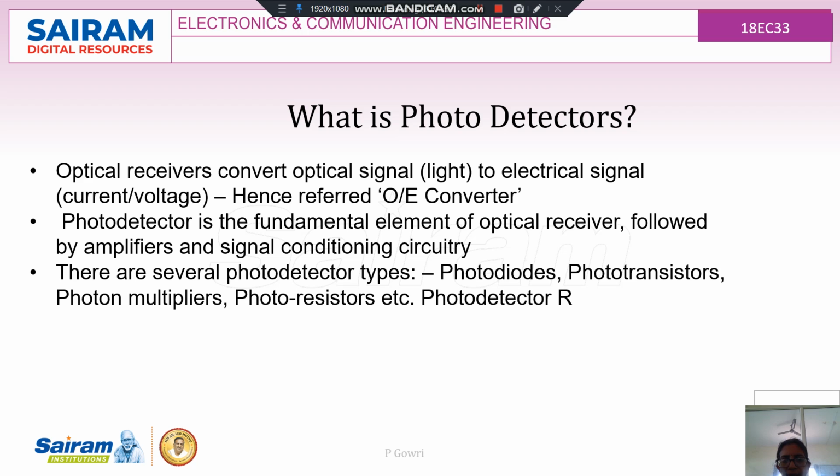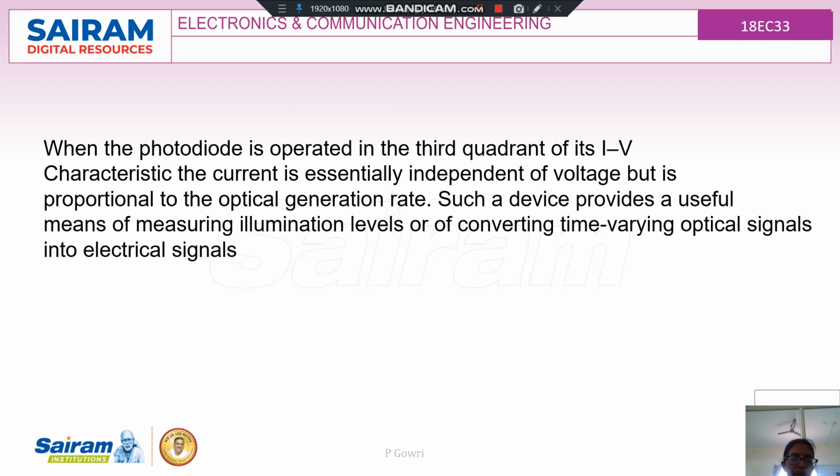There are several detectors like photodiodes, phototransistors and photomultipliers. So in this video, we will be discussing what is meant by photodiodes. That is a diode when it is used to detect light energy. When the photodiode is operated in the third quadrant, that is in the reverse biased condition, the current is generally independent of the voltage, but it is proportional to the optical generation rate. That is, the generated current will be based upon the amount of light energy falling on the device.